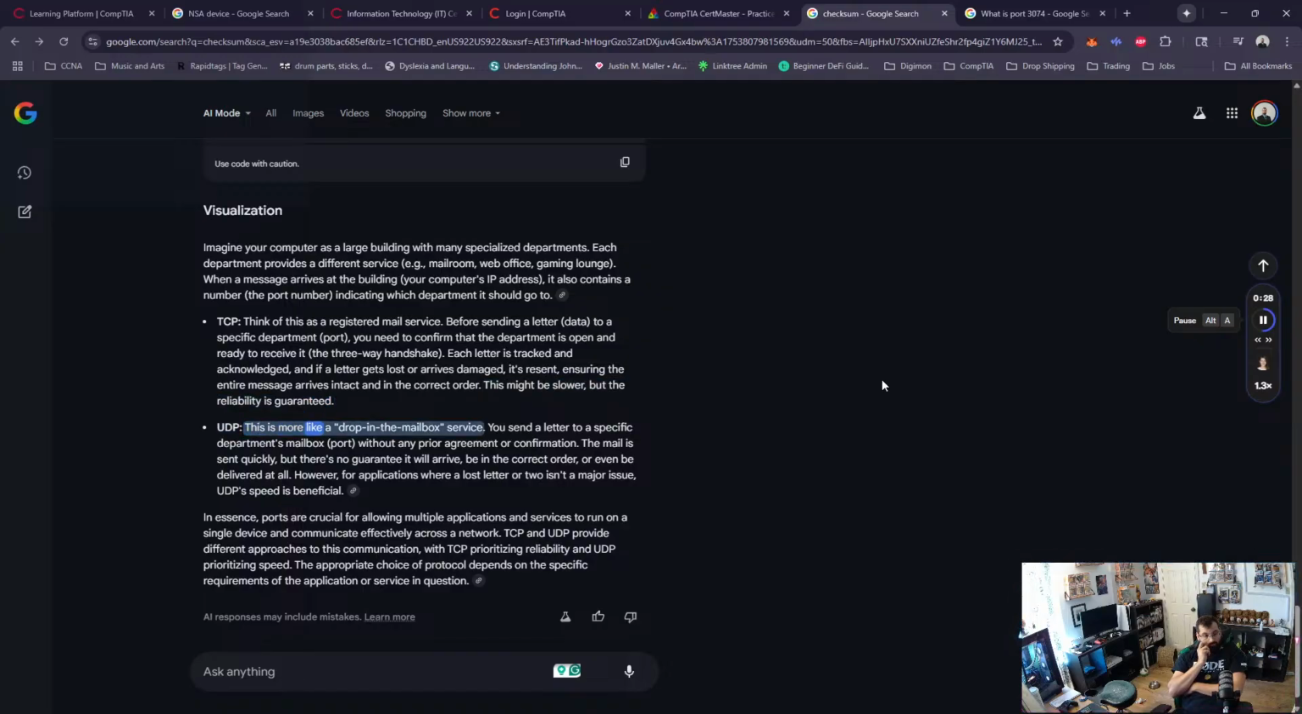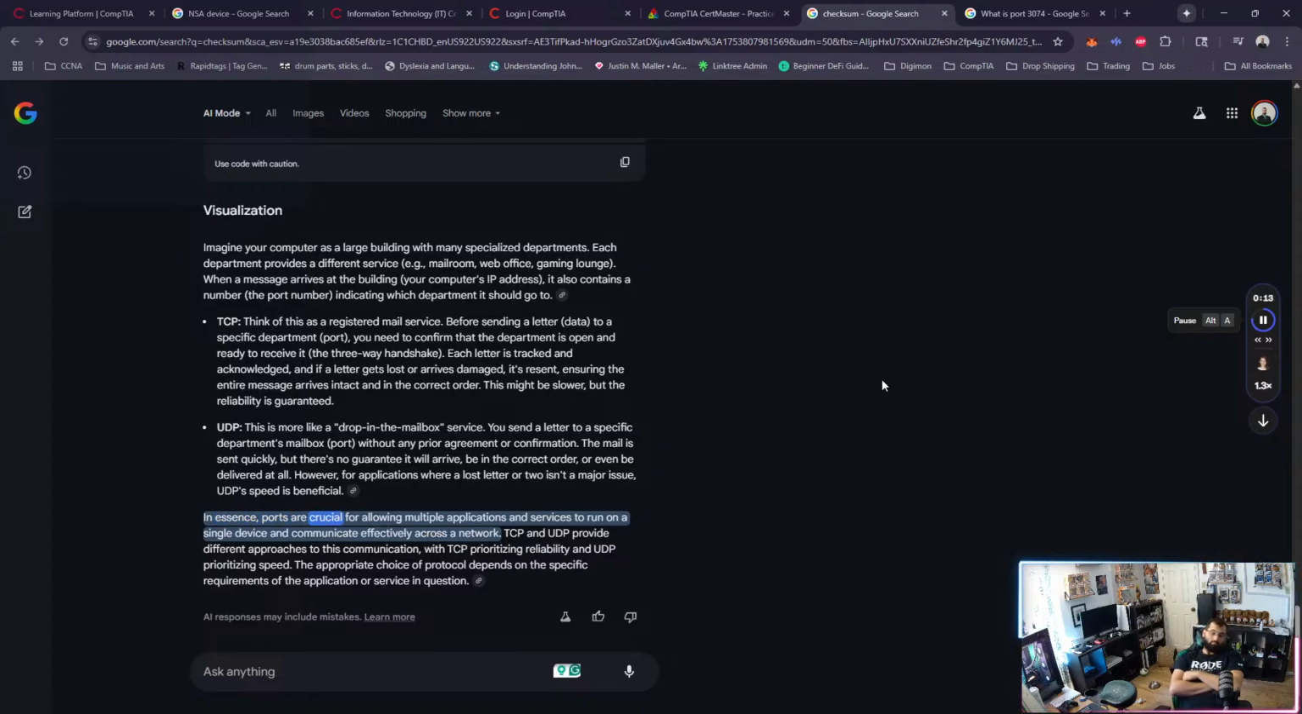UDP: this is more like a drop-in-the-mailbox service. You send a letter to a specific department's mailbox (port) without any prior agreement or confirmation. The mail is sent quickly, but there's no guarantee it will arrive, be in the correct order, or even be delivered at all. However, for applications where a lost letter or two isn't a major issue, UDP's speed is beneficial.